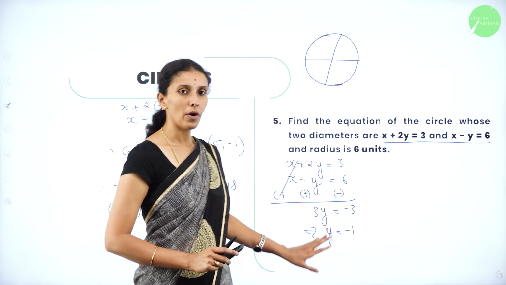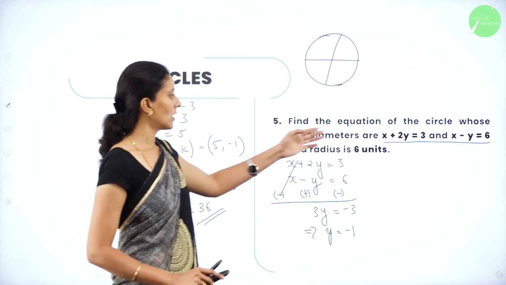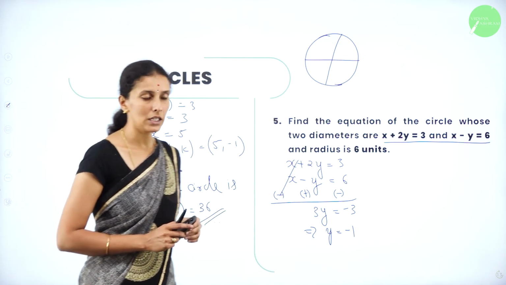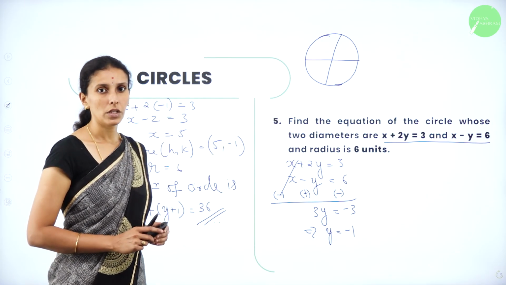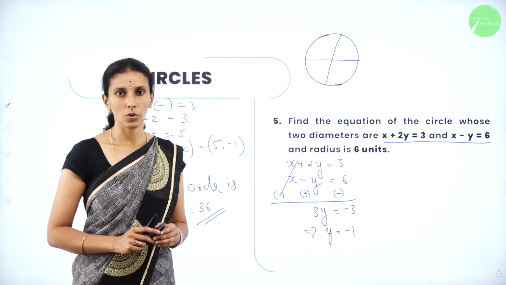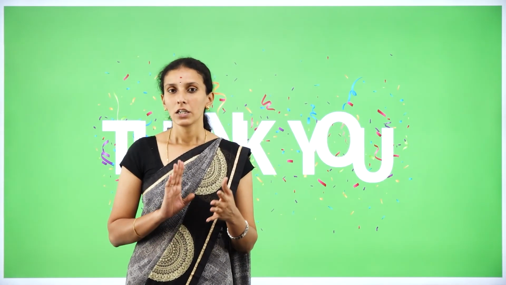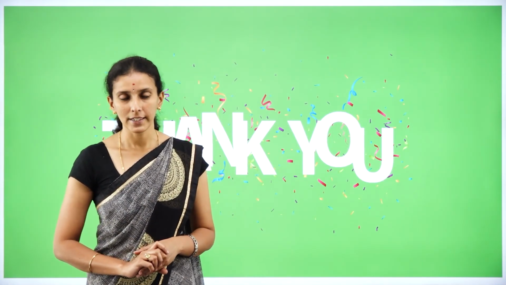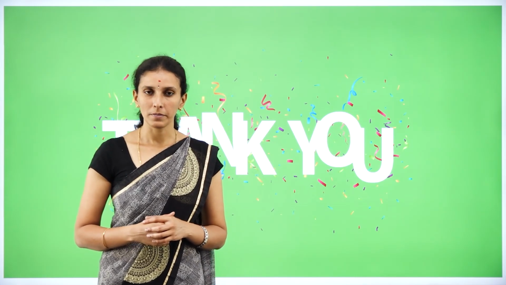So first find the point of intersection, that is the center of the circle, because the given lines are the diameters. You will get the center. They have given the radius. Substitute in the equation. You will get the equation of a circle. So yes, in today's session, we have learned two types of general equation of a circle, whenever the center is origin and the center is h comma k, and solved a few problems in it.